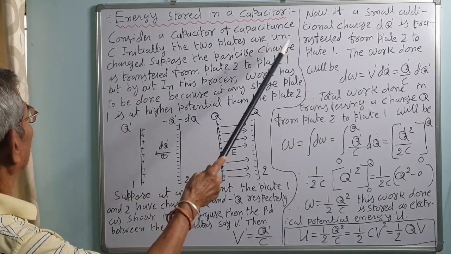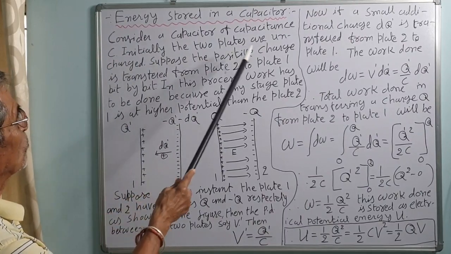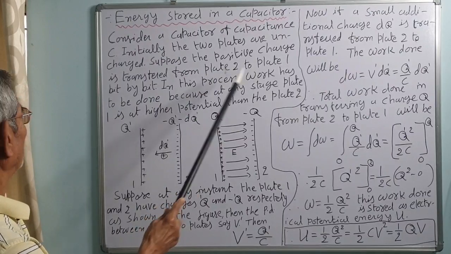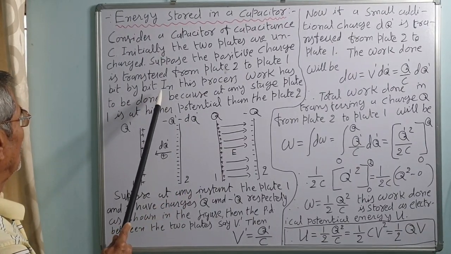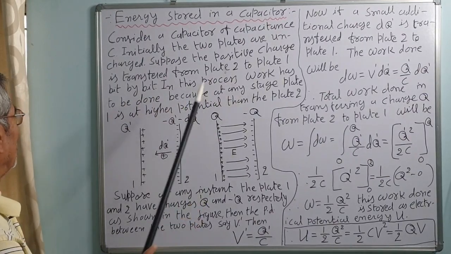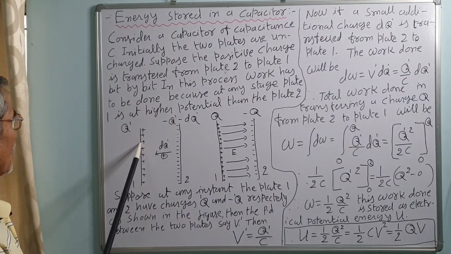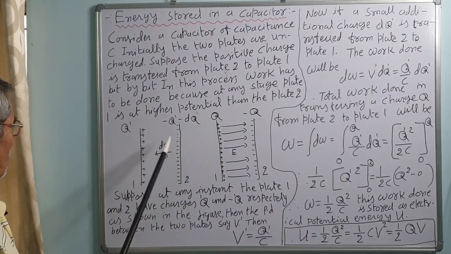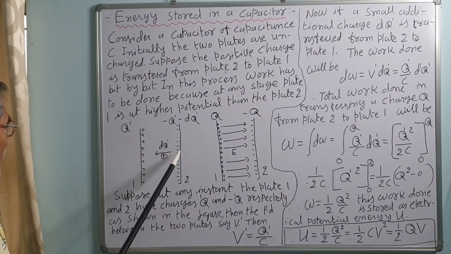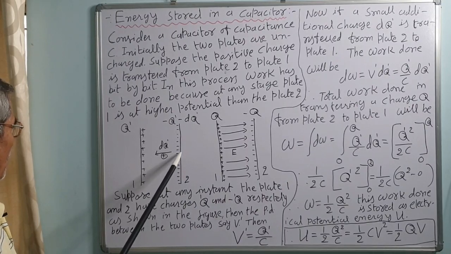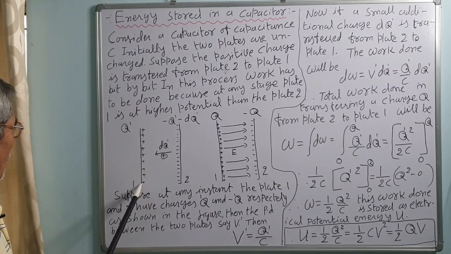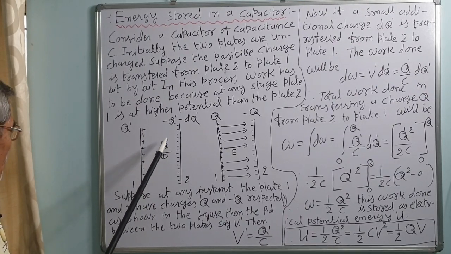Consider a capacitor of capacitance C. Initially, the two plates are uncharged. Suppose positive charge is transferred from plate 2 to plate 1 bit by bit. In this process, work has to be done because at any stage, plate 1 is at higher potential than plate 2. So we are transferring the positive charge from plate 2 to plate 1 bit by bit, that is dq'.